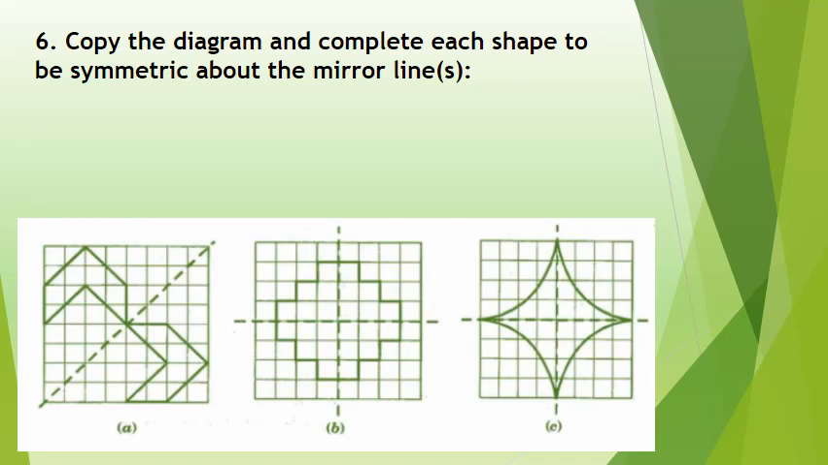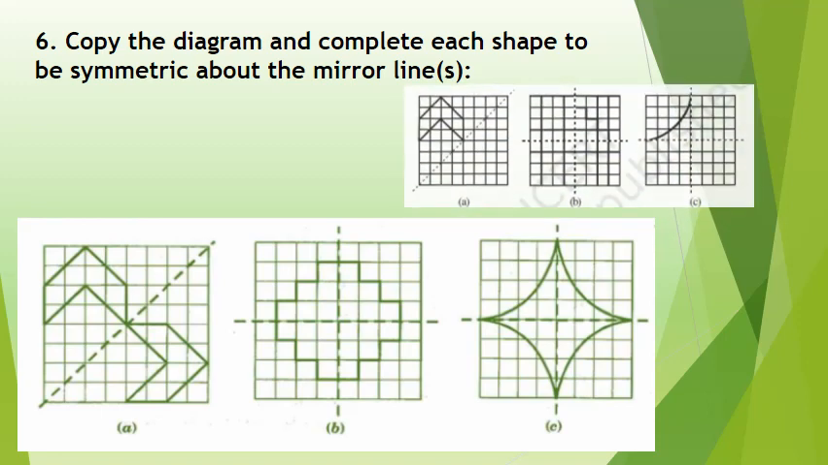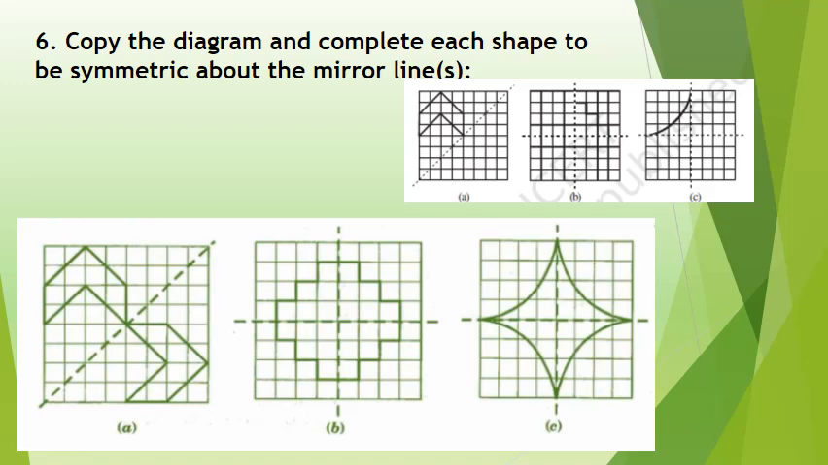Next, question number 6. Copy the diagram and complete each shape to be symmetric about the mirror line. Mirror line is given here. So if we complete the figure to make it symmetric, we will get the figure as shown below. So children, you have to copy this in the notebook to complete the figure to be symmetric. B and C have 2 mirror lines, so you can get the figure this way. So hope that you will be able to do it. You have to do it in the notebook.